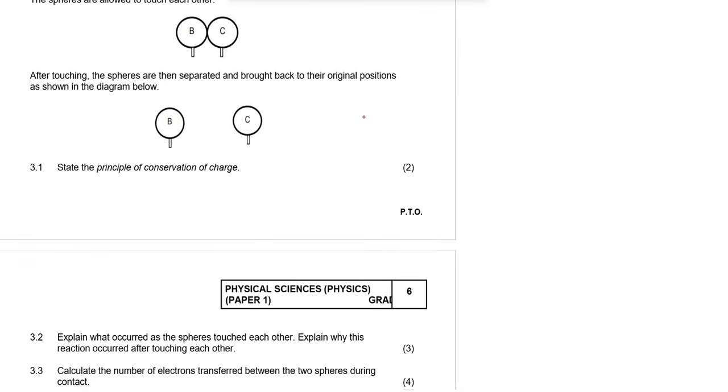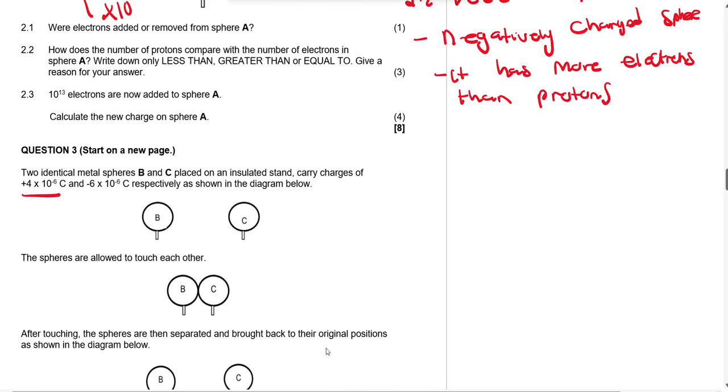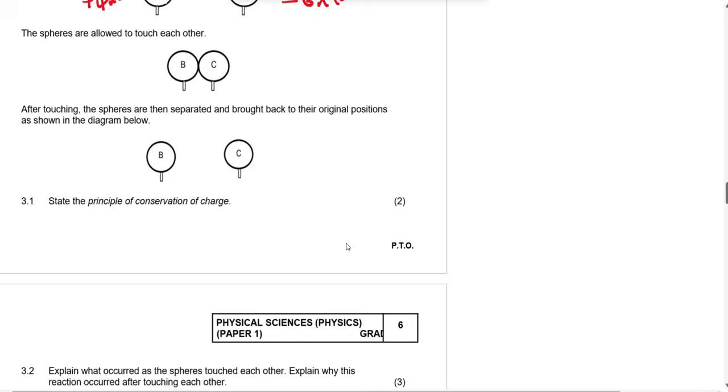And then 3.2, it says explain what will occur as the spheres touch each other. Explain this reaction that occurred after touching each other. So guys, remember B initial: B is what? Positive 4 multiplied by 10 to the minus 6. This one is minus 6 multiplied by 10 to the power of minus 6. So to answer that question, what are we going to do?